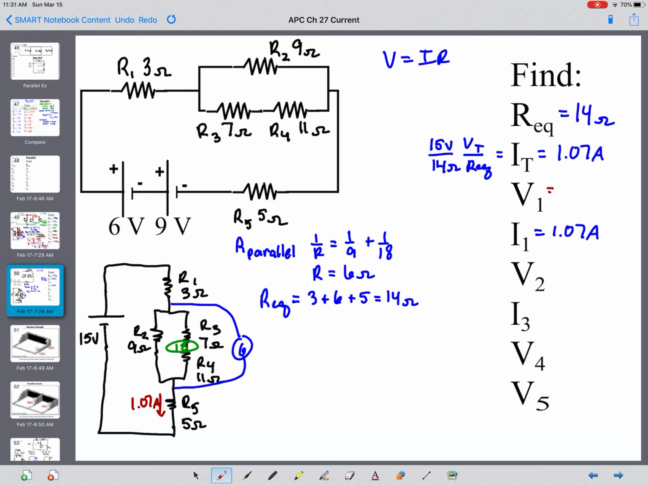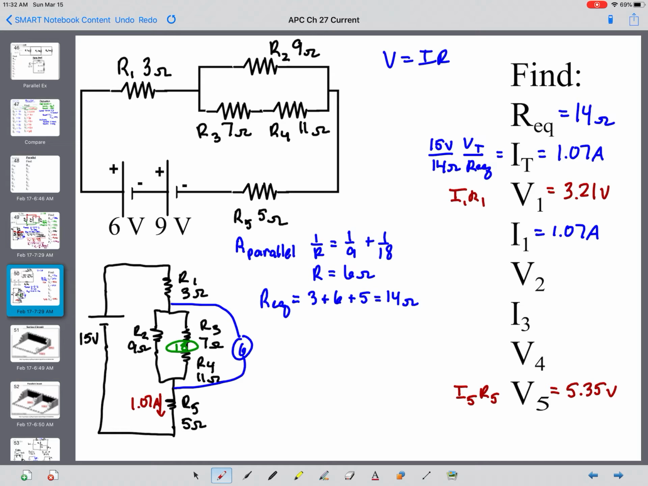Now from that we can immediately find V1 and V5. That's just I1 R1, and then on 5 that would be I5 R5. So on V1 that's 1.07 amps times 3 ohms, which would be 3.21 volts there. And on V5 that's going to be 1.07 amps times 5 ohms, which is going to be 5.35 volts.